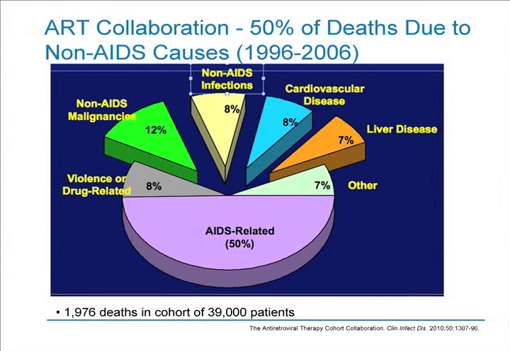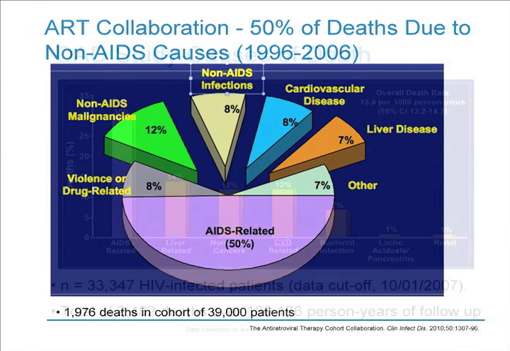If you then start trying to zero in on what are the causes of death in the modern HAART era, there's a number of studies that illustrate how things are changing. This slide is from the ART collaboration and basically shows that through 2006, for the last decade, about 50% of the deaths occurring were from AIDS-related conditions, and 50% were from non-AIDS-related conditions.